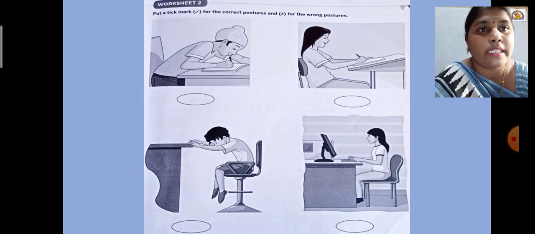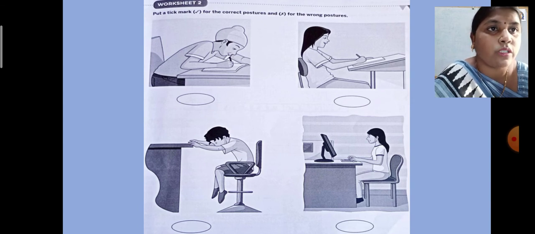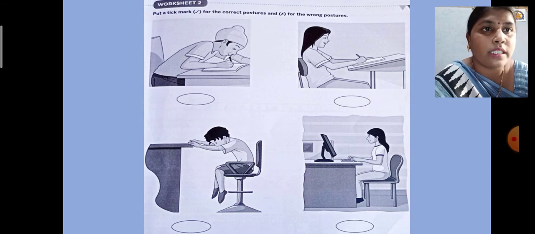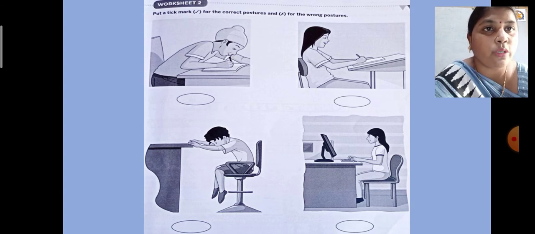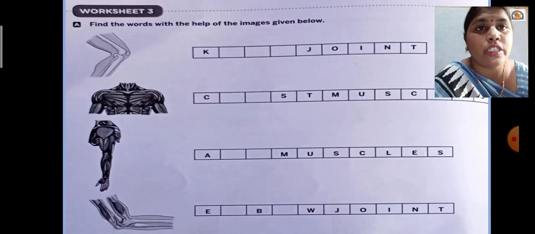It is also a very easy worksheet. Okay, put a tick mark for the correct postures and a cross for the wrong postures. So see the boy, how the boy is sitting for study, and next, the girl, how she is studying, and the third picture and the fourth picture. So which is the correct posture? For that you are going to tick mark, and which is the wrong posture, for that you are going to cross it. Okay, so in this way you have to solve this worksheet. Let us see the next worksheet, worksheet 3.